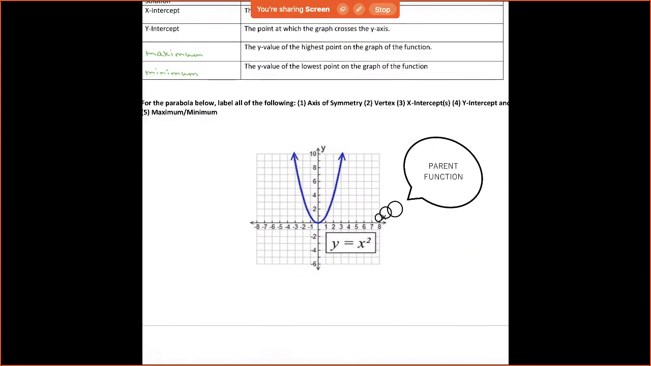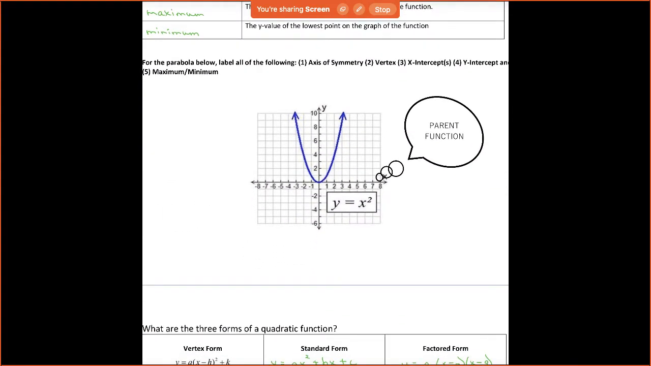So if we take a look at the bottom of that first page, this is the parent function. That's the one that everything stems off of. And then remember for absolute value, we talked about all of those shifts. Same idea here. Instead of having y is equal to the absolute value of x, now we have y is equal to x squared. That is the bare minimum quadratic function that you can possibly have.